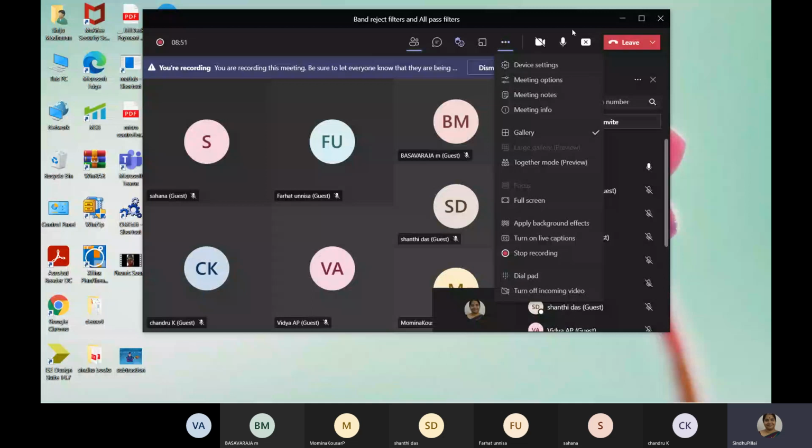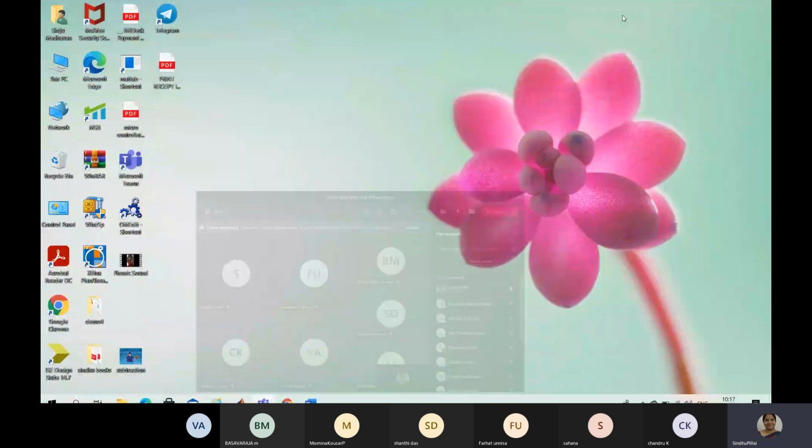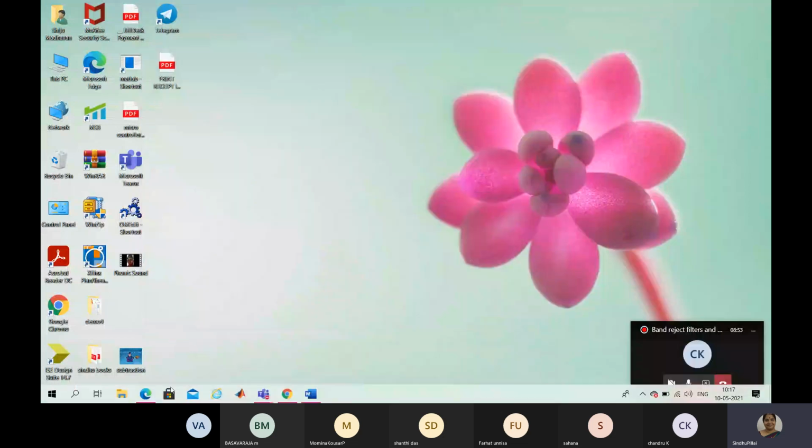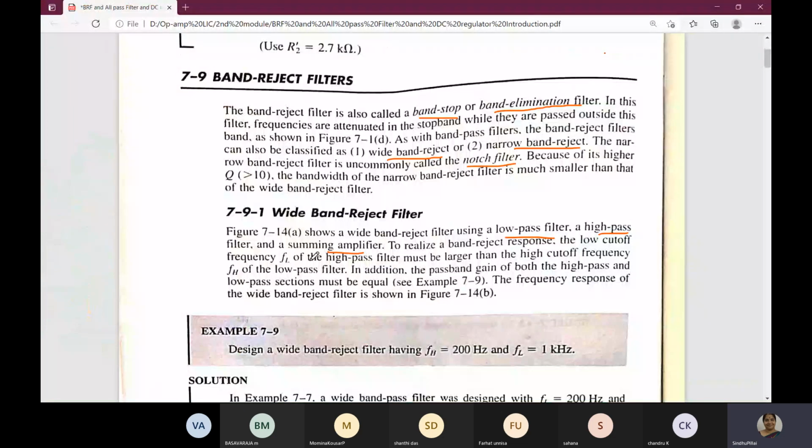Okay. So moving on to the next topic of the filters, that is band reject filters. It is also called a band stop or band elimination filter. In band reject filter, as we had seen in band pass filter, there are two types: wide and narrow. Here also we have two types: wide band reject and narrow band reject. The narrow band is also called a notch filter.